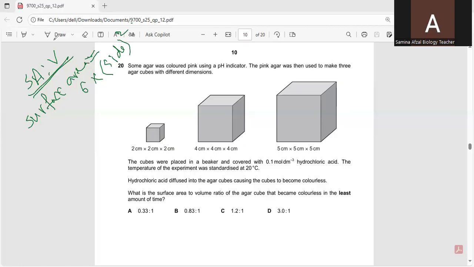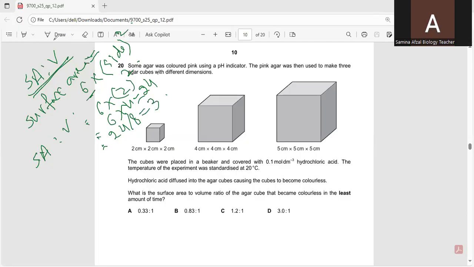So first of all, we will go with cube 1. SA to volume. SA is 6 faces into side, which is 2, squared. So it will be 6 into 4, which is 24. Then we will divide 24 by the volume 8. So it will become 3. So the surface area to volume ratio is 3 is to 1 for cube 1.